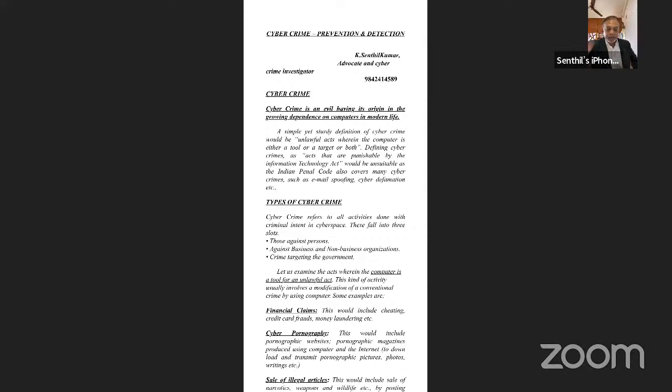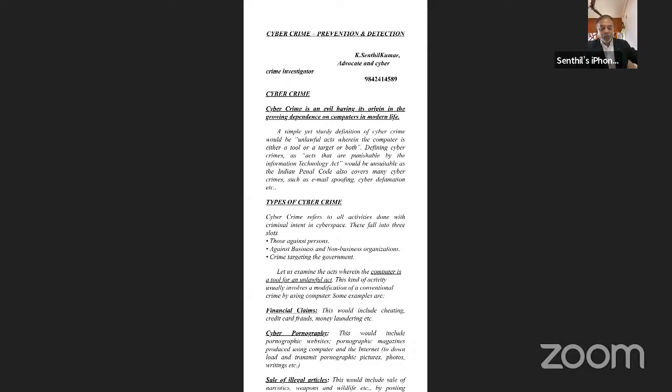Then email bombing. Email bombing refers to sending a large number of emails to the victim, resulting in the victim's email account, mail servers, or email service provider crashing. Email bombing is a type of denial of service attack. A denial of service attack is one in which a flood of information requests is sent to a server, bringing the system to its knees and making the server difficult to access.